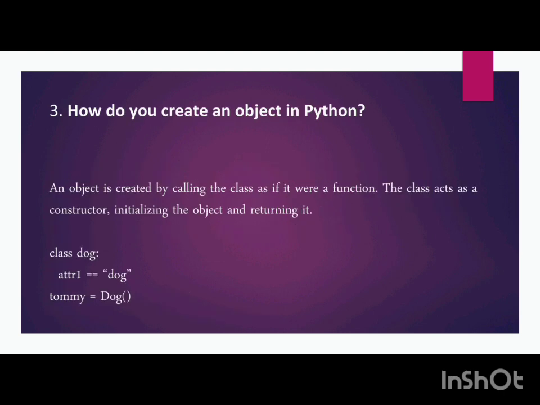Okay, let's move on to the next question. How do you create an object in Python? An object is created by calling the class as if it were a function. The class acts as a constructor, initializing the object and returning it. In the example, you can see the class Dog, and you have an attribute, that is dog, and now you are creating an object called Tommy by using the class and the parentheses. So this will create an object in the name of Tommy.